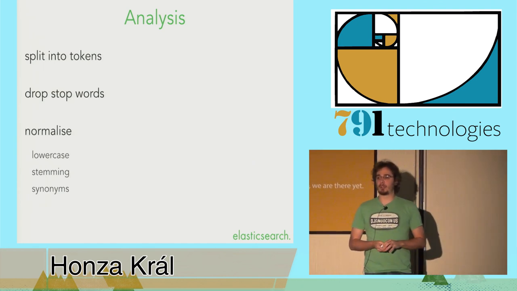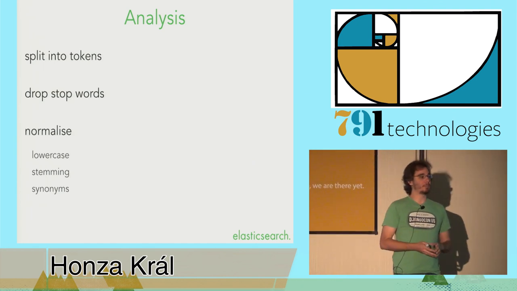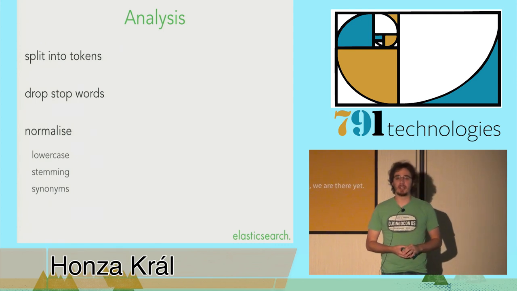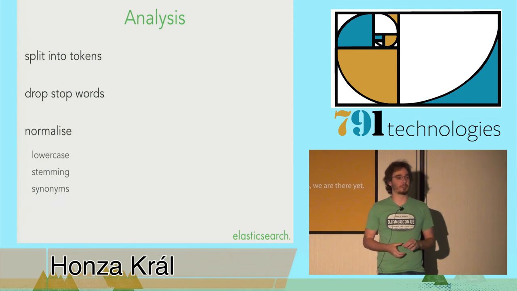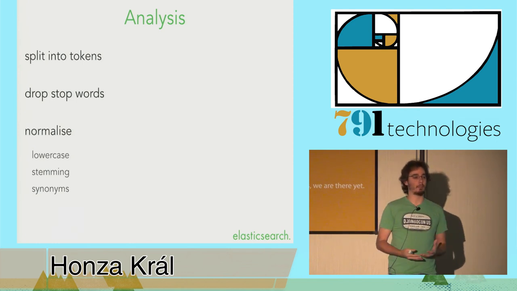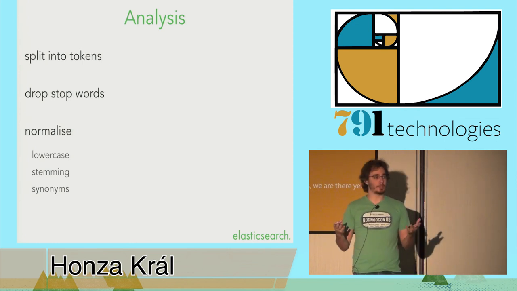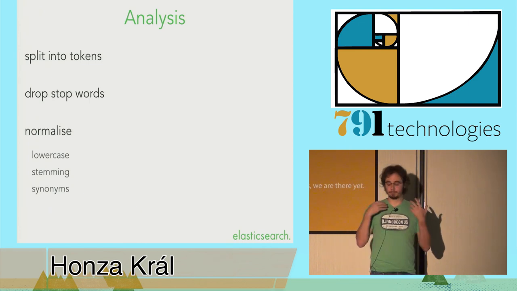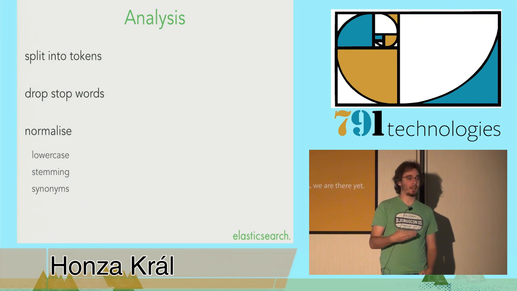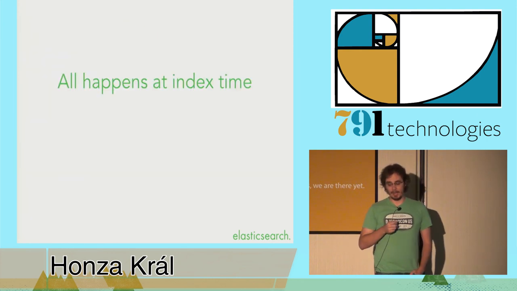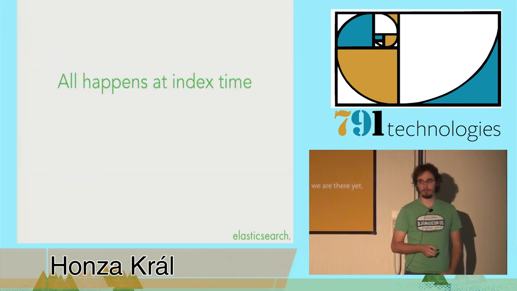In some cases you might want to do a completely different type of analysis. For example, you want to index every three letters as they follow each other, so-called n-grams, so you can do partial matches and stuff like that. So it's all defined as part of the analysis, and it happens at index time.